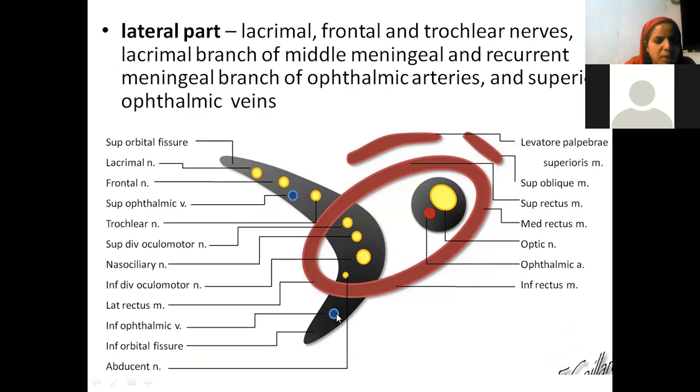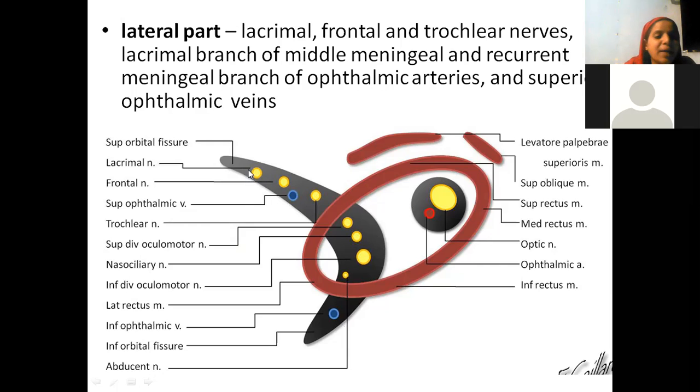So in the medial-most area we have the passage for the inferior ophthalmic vein. In the middle part, there is the abducent nerve, then the oculomotor nerve, inferior and superior divisions. The nasociliary nerve is a branch of the ophthalmic division of trigeminal. In the lateral part, you have the trochlear nerve, superior ophthalmic vein, frontal nerve, and lacrimal.